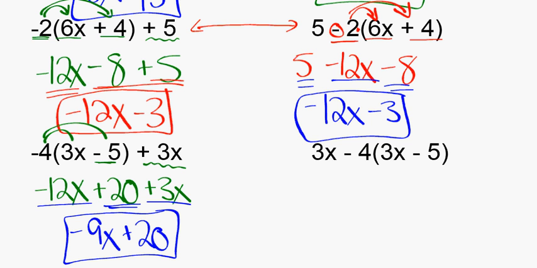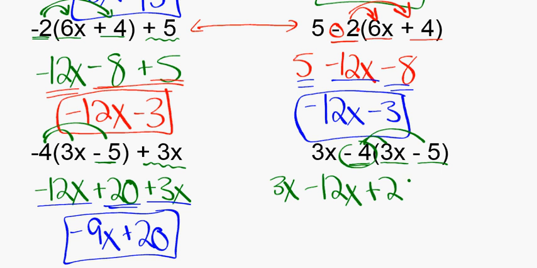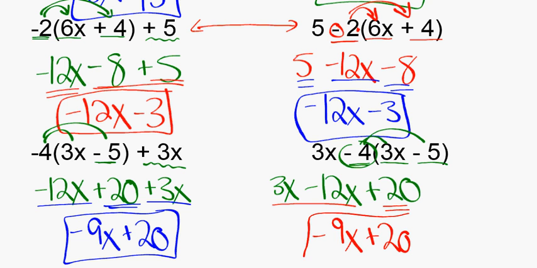So over here you follow the same process. You're going to distribute your negative 4. Don't forget that coefficient. So 3x is out in front. Negative 4 times 3x would give you negative 12x. And negative 4 times negative 5 would give you a positive 20 once again. So combine like terms. 3 minus 12x is negative 9x. And then that positive 20 is unchanged.